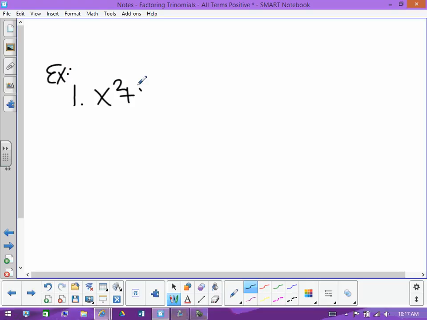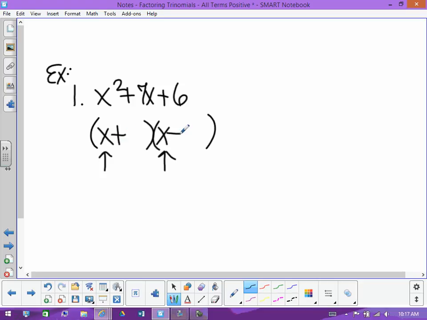X squared plus 7x plus 6. On all of our problems that we start with x squared, especially with a positive, we should already know half our answers before we can move on. What has to go in the first two spots? X and X. What sign's in the middle? Positive, because everything's positive. It won't always be that way, but if it is, it makes it easy.